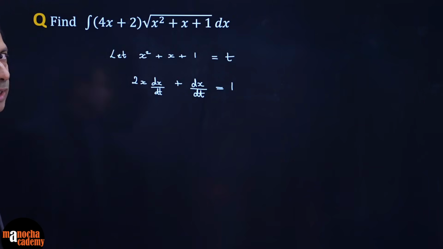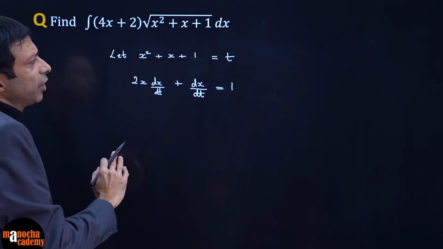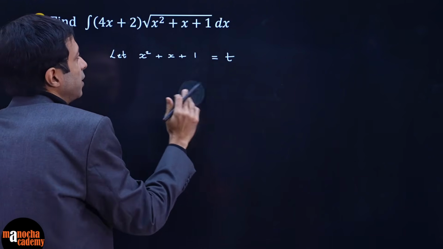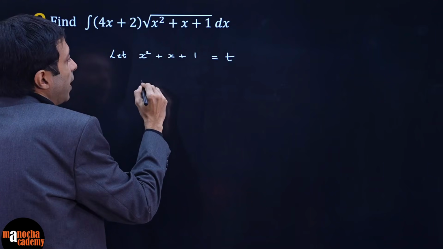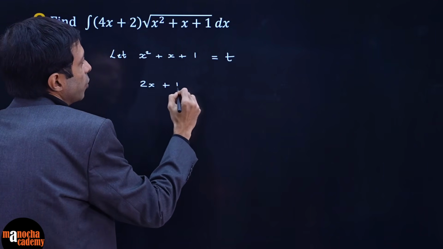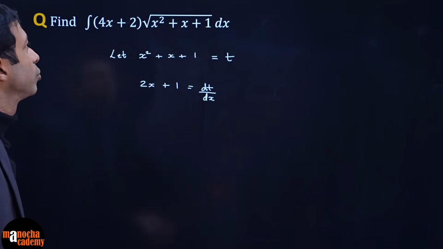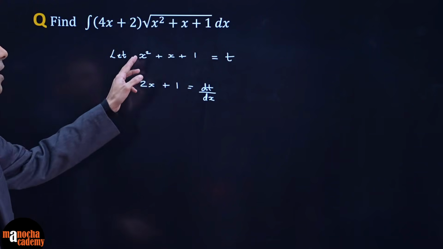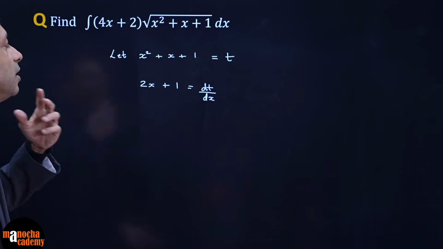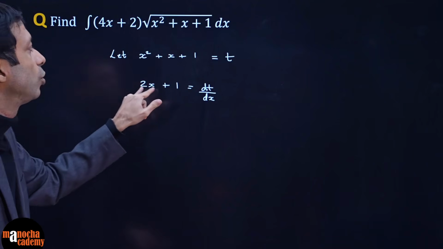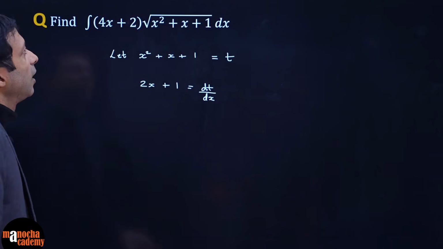Yeah, correct. You're getting this. Or this one, maybe we should differentiate with respect to x, right? You can do either ways, right? So if I differentiate this with respect to x, this will simply give me 2x plus 1 equal to dt by dx, right? So it becomes nice and clean if I differentiate with respect to x. See, that's why that shortcut method is good. 2x plus 1 dx equal to dt. And there we got that.